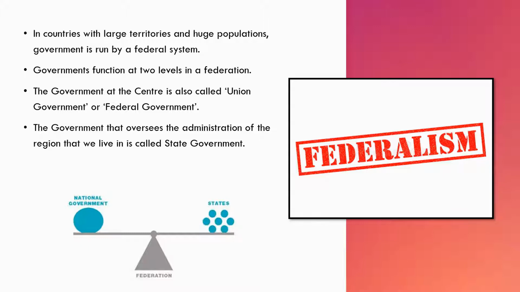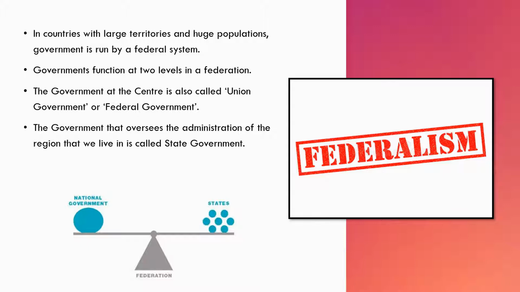In countries with large territories and huge populations, government is run by a federal system. Ruling a large territory from a single capital city is not only difficult but may also lead to the neglect of some far-flung areas. People residing there cannot participate in the affairs of the government. Therefore, governments function at two levels in a federation.